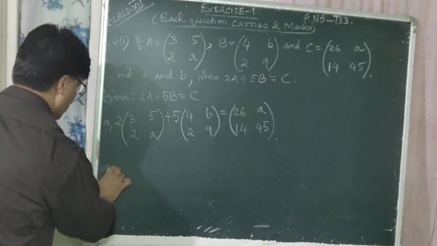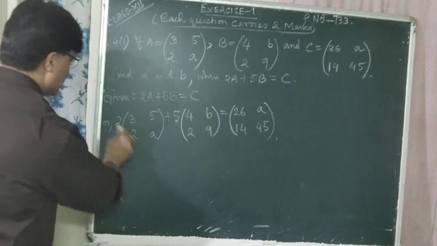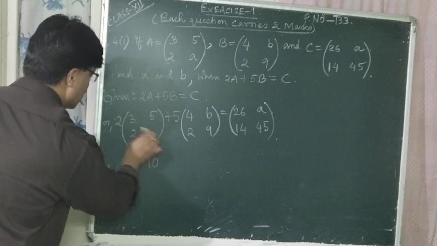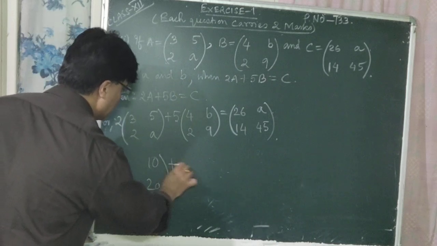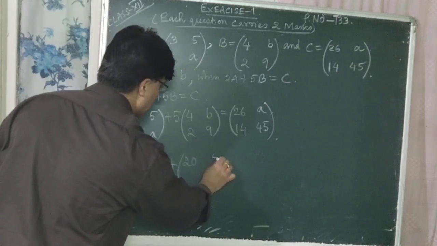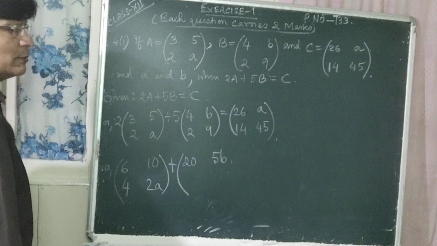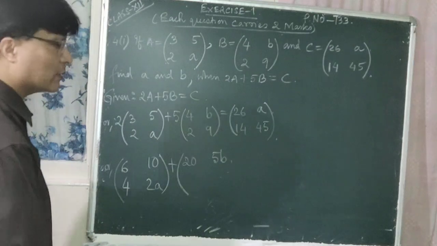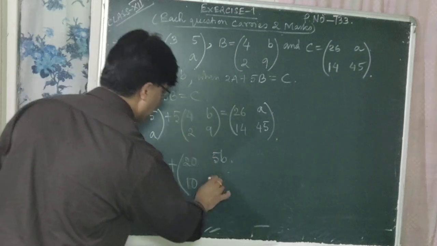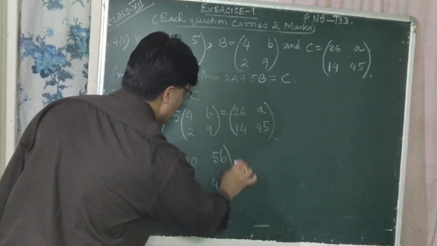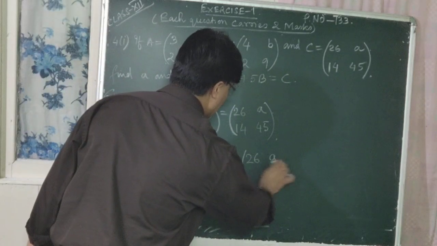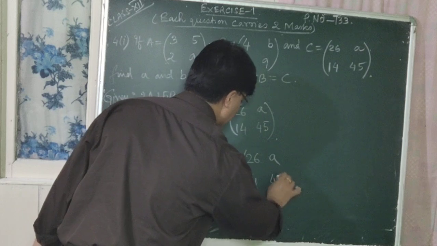Right? So here you should multiply by 2, 2 3s are 6, 2 5s are 10, 2 2as are 4a, this is twice A, right? Plus, again here you should multiply by 5, 5 4bs are 20b, this is 5B, this is the scalar multiplication of the matrix, that is 5 is the scalar multiplication of the matrix 4b, 2, 9, right? 5 2s are 10 and 9 5s are 45, which is equal to, now it is 26a, 14, 45.